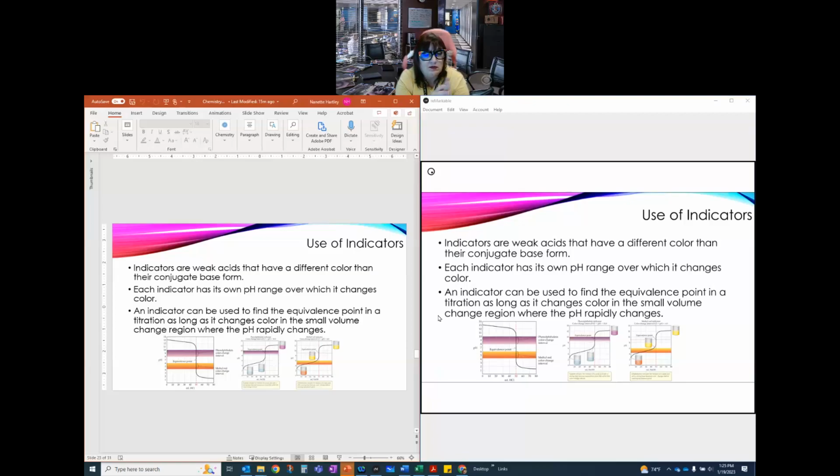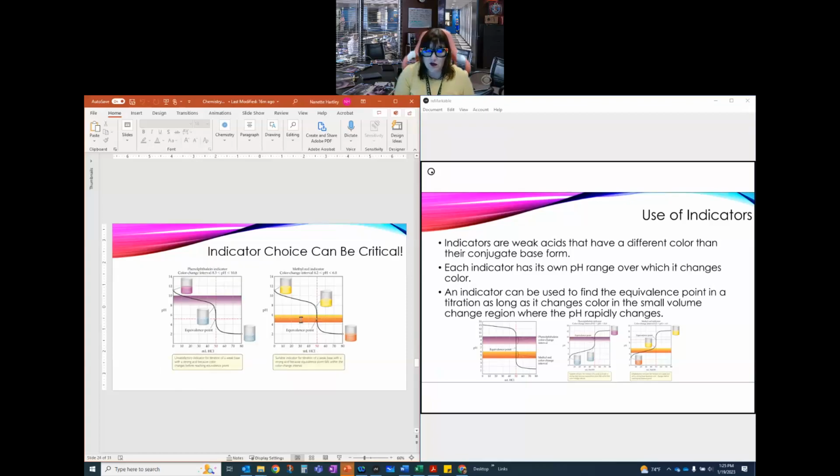Each indicator has its own pH range over which it changes colors. An indicator can be used to find the equivalence point in a titration as long as it changes color in a very small volume change where the pH rapidly changes. Usually what will happen is that one drop takes it all the way past, and so then we titrate some of that indicator in that moment, and so we can see it. That's why we want the faintest color change that we can see, because it's the closest we can get. All right.